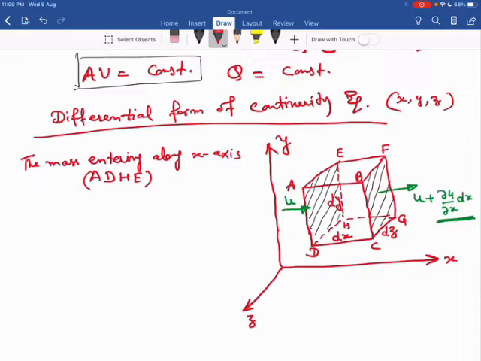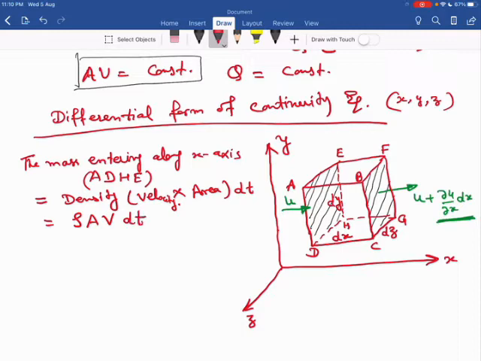Okay, so this mass entry we can write as density multiplied by velocity into area in time dt. So that is rho A V into dt. Sorry, not volume, this is velocity. So rho A into V into dt, where V is velocity.